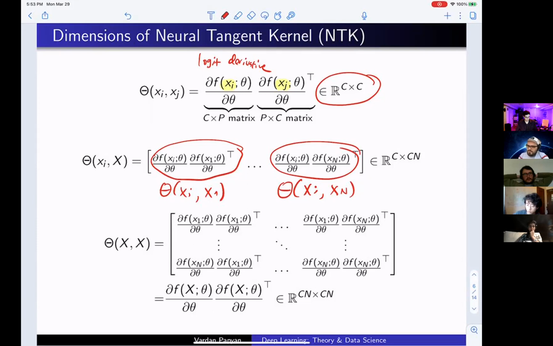And the last definition, just to make sure, theta of capital X is just a bunch of block matrices, C by C matrices, where what's important to notice is x1, x1; x1, xn; xn, x1; xn, xn. This is the end of the lecture. Thank you for joining, and I remain for questions.